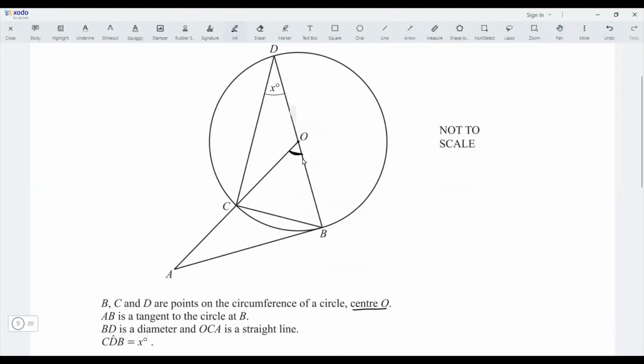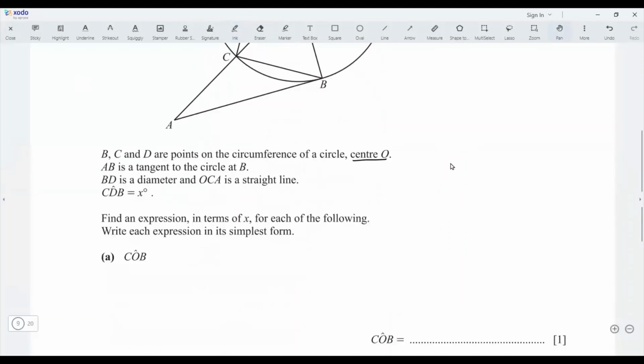So any angle that is at the center made by the radius is basically double the angle at the same segment on the opposite side of the center. So if this is x, this must be 2x. The angle at the center is twice the angle at the circumference, and that property is being applied here. So the answer results as 2x.